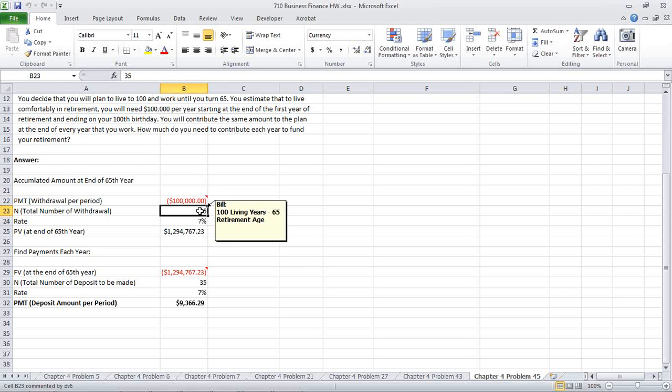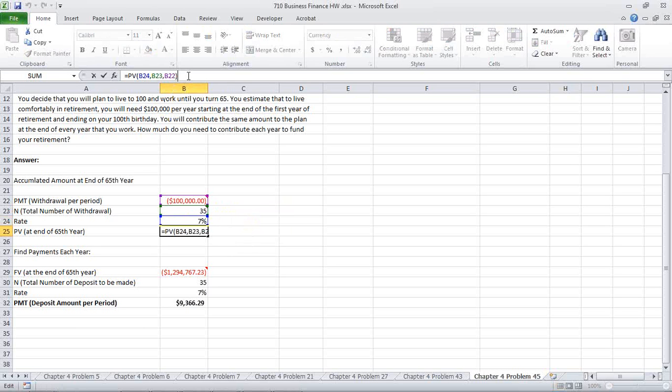We're going to have to do 35 years, which is the number of years between living to 100 and the 65 for your retirement age. The rate is 7%, and for this, we're going to use our PV formula, which simply takes the rate, the total number of withdrawals, and the withdrawal per period, giving us a grand total of $1.2 million.